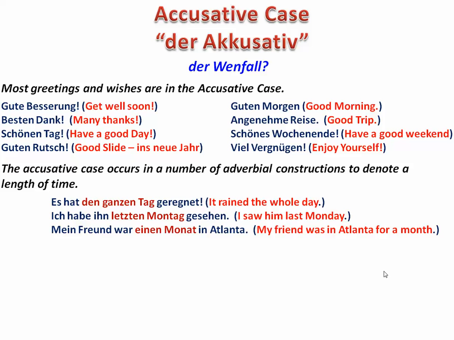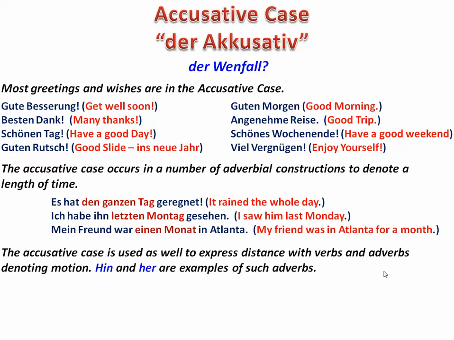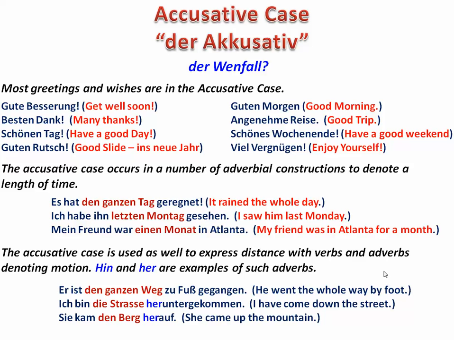Es hat den ganzen Tag geregnet. Ich habe ihn letzten Montag gesehen. Mein Freund war einen Monat in Atlanta. The accusative case is used as well to express distance with verbs and adverbs denoting motion. Hin and her are some examples of adverbs. So, for example, er ist den ganzen Weg zu Fuß gegangen. Ich bin die Straße heruntergekommen. Sie kam den Berg herauf. So these are examples.